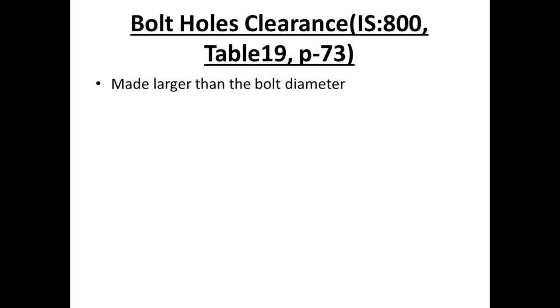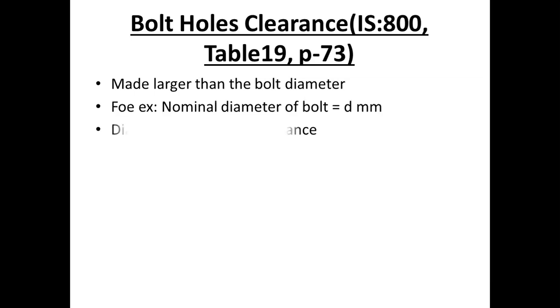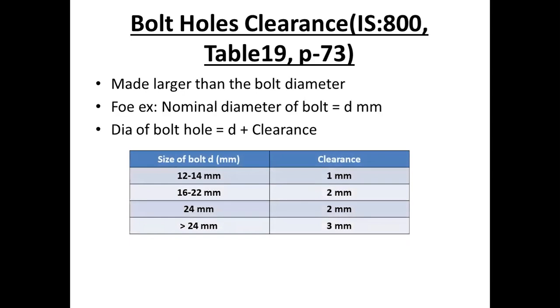So bolt holes are generally made larger than the bolt diameter. For example, the nominal diameter of bolt is equal to small d mm. So the diameter of bolt hole is equal to the nominal diameter of bolt plus clearance. Now some criteria are given in this table of bolt hole clearance, with size of bolt, small d, measured in mm, and the clearance given.